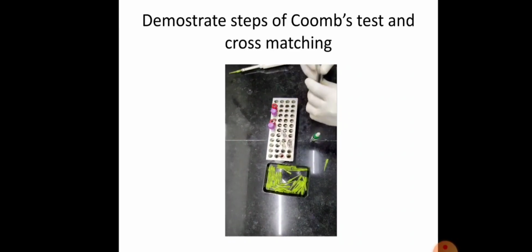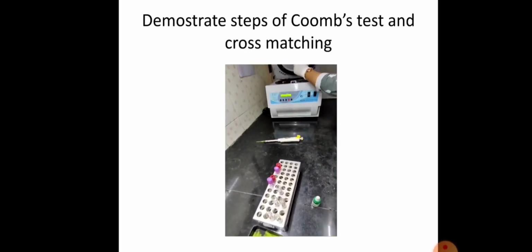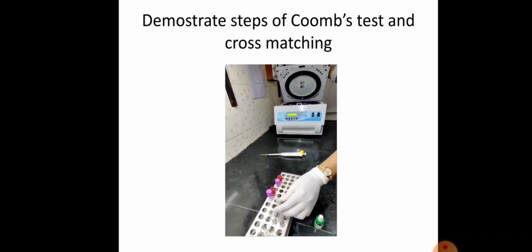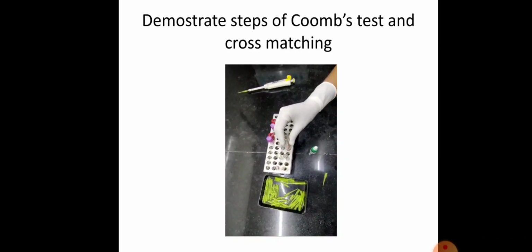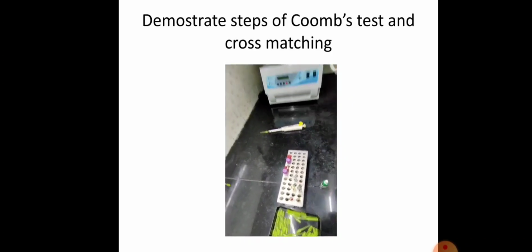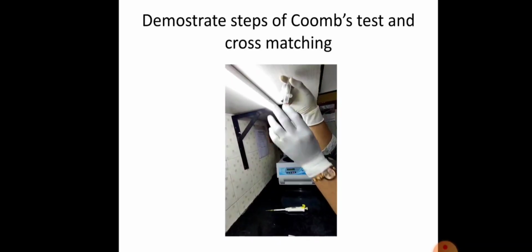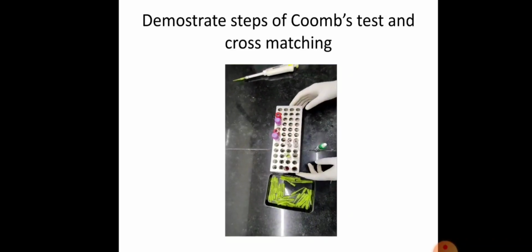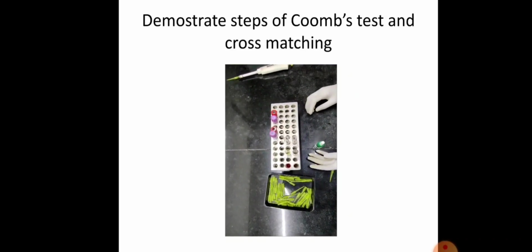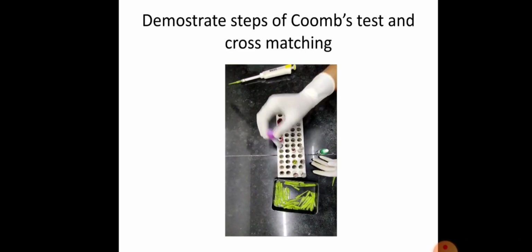Centrifuge this mixture at 1000 rpm for 1 minute. After removing it from the centrifuge, record the result macroscopically as well as microscopically. Similarly, we do minor cross match in which we take patient's red cell and donor serum.